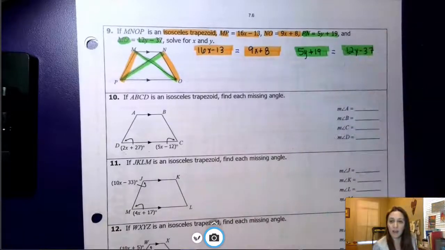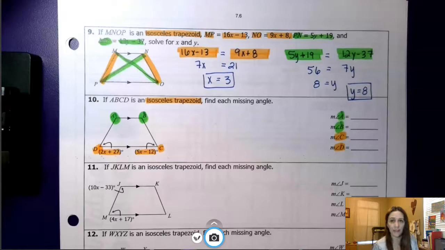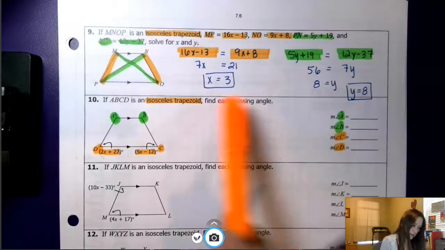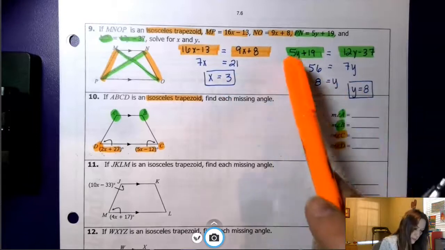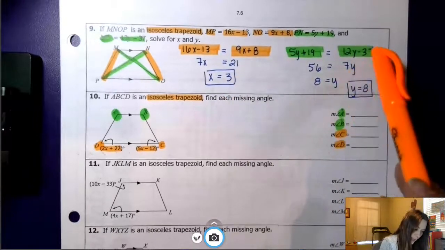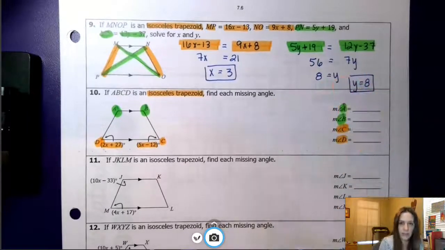Now again, I'm going to pause and I'm going to work it out and show you the answer in a minute. So pause, work it out first. Probably know by now I definitely like to color code, so if you have color, orange and green highlighters, that's what I'm going to use on this page a little bit. Subtract over here, I got 7x. Add 13, I got 21. Here I subtracted 5y and I added 37. I got 8 equals y, or y equals 8.